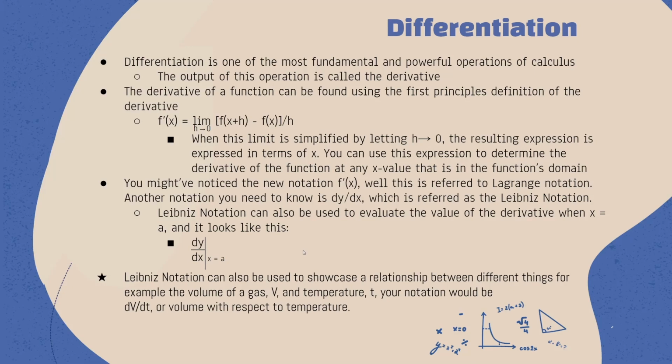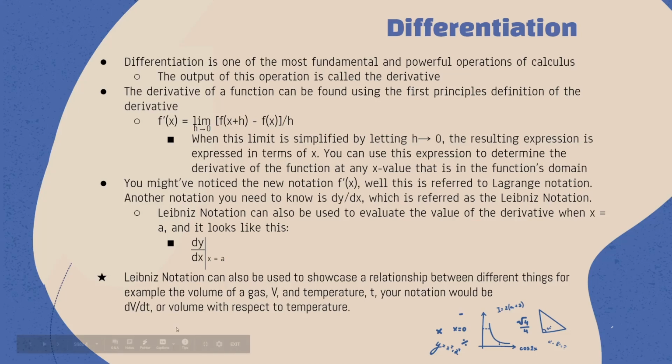The derivative of a function can be found using the first principles definition of the derivative, which is this beautiful equation here. As you can see, we have f with a little apostrophe above it, and then in brackets x. This would be read as f prime of x, and we'll discuss the reason for that in a little bit. But f prime of x is equal to the limit as h approaches 0 of f of x plus h minus f of x, divided by h.